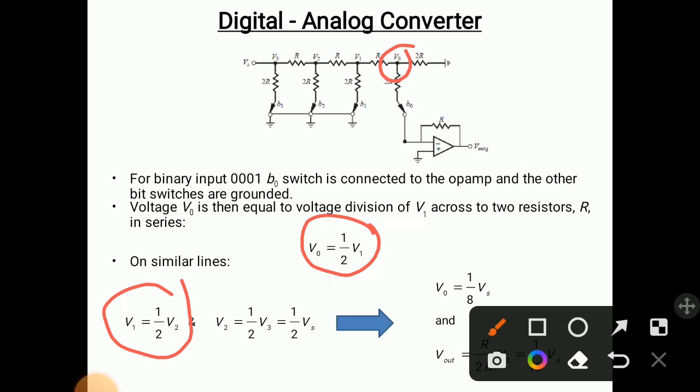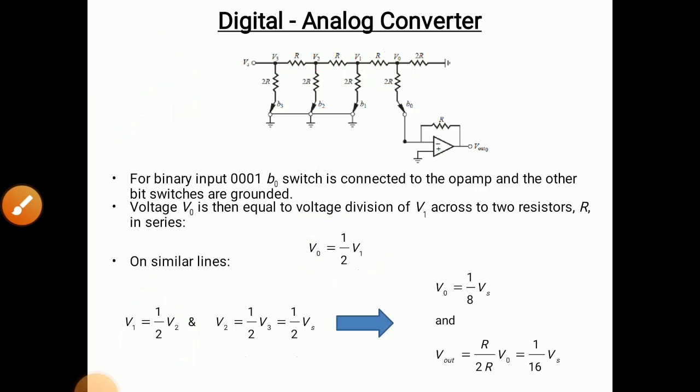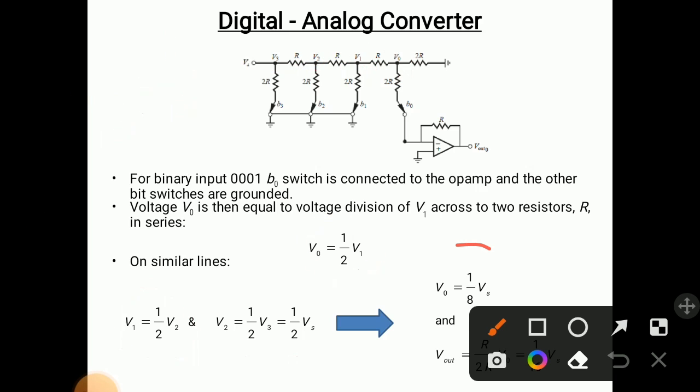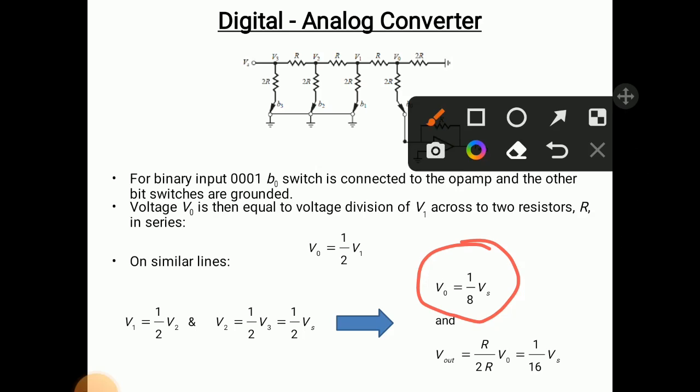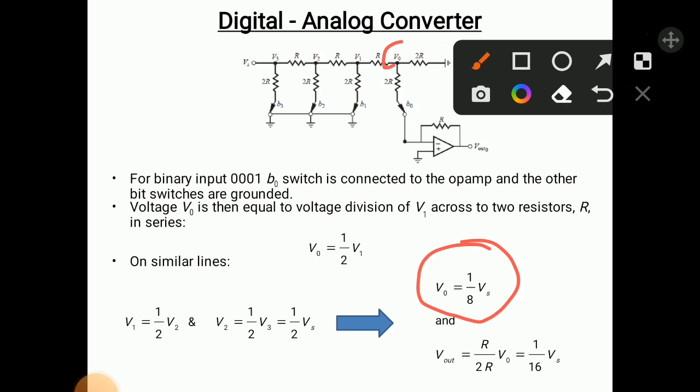Similarly V1 is half of V2. Similarly V2 is half of V3. But V3 is equal to Vs. That's why we can write here also V2 is equal to half of Vs. And if you add all these voltages, then you will get V0 is equal to 1 by 8 of Vs. So V0 is 1 by 8 of Vs at this position.